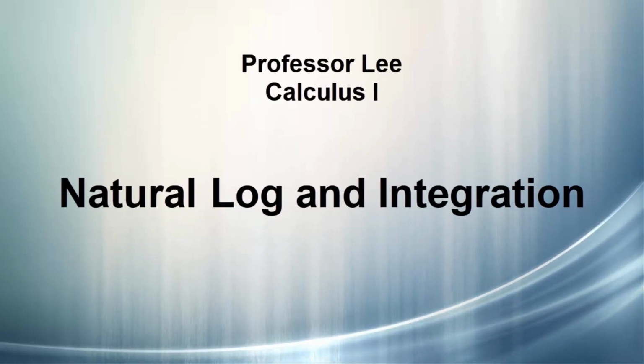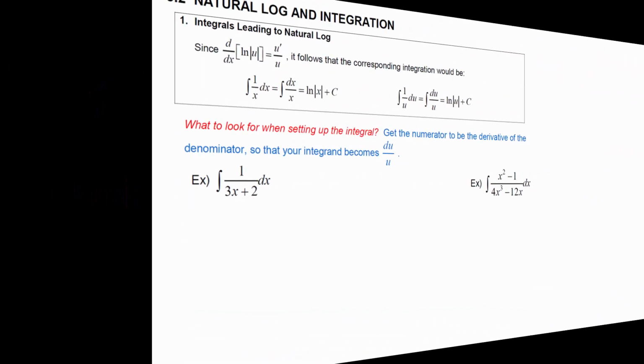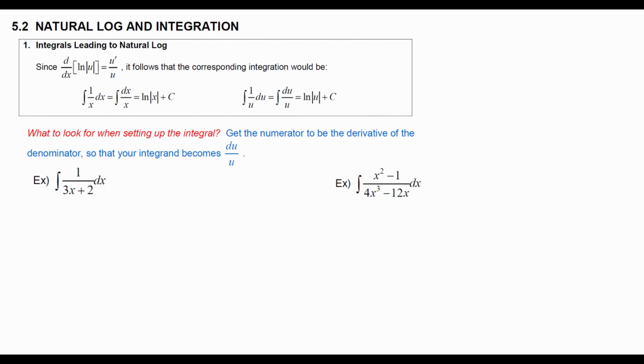Section 5.2 Natural Log and Integration. In 5.1, we learned the derivative of the natural logarithmic function. So in 5.2, we will learn the reverse operation, which will let us integrate rational functions of the form u prime over u.